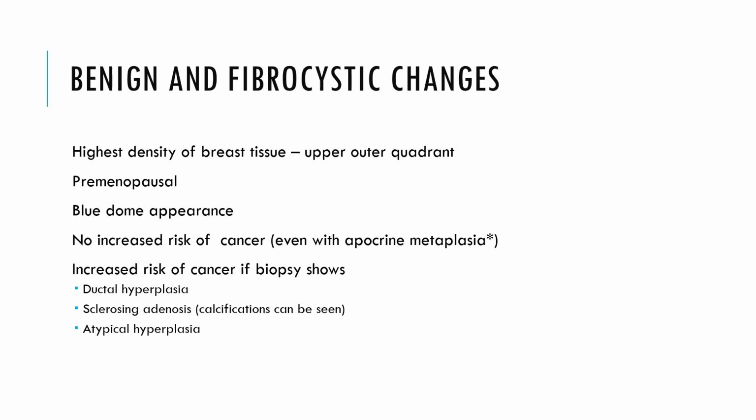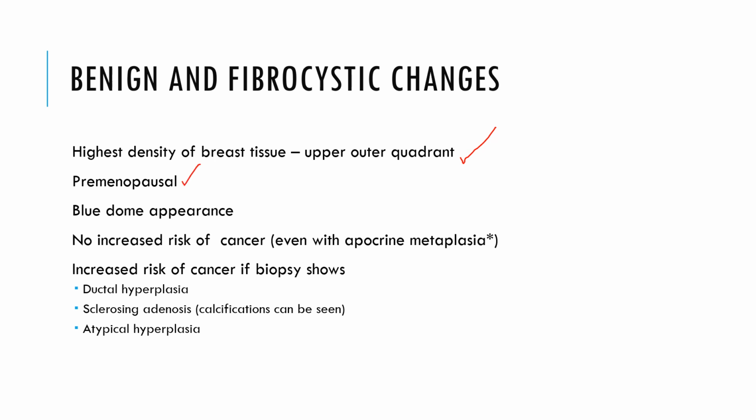Now we'll talk about the benign conditions and breast cancer. Benign and fibrocystic changes. Usually the highest density of breast tissue in any normal individual is in the upper outer quadrant. That is why the usual benign as well as cancerous conditions are also more common in the upper outer quadrant.